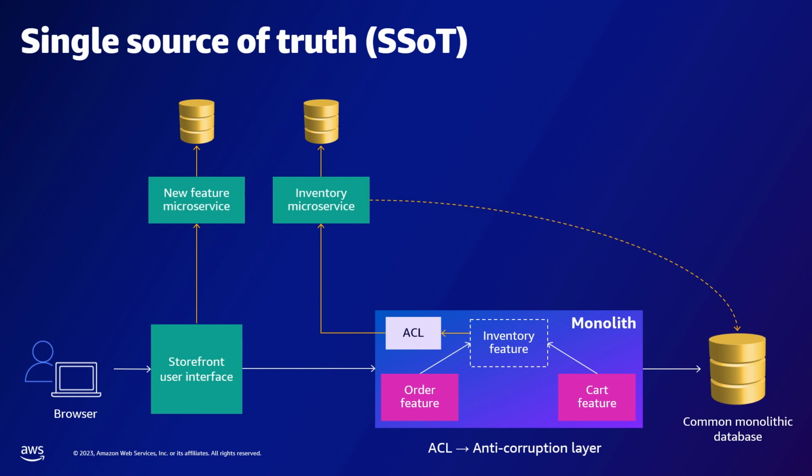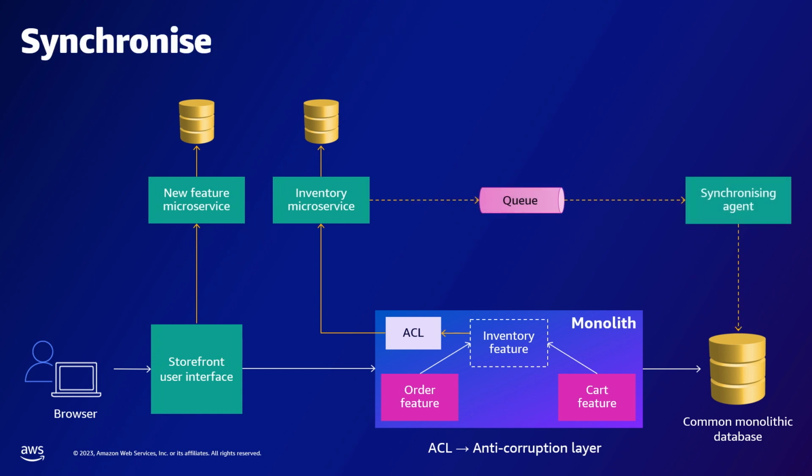If there are any downstream dependencies, the inventory data should be synchronized for the time being. So the storefront team introduced a synchronizing agent in between the inventory service and the monolithic database. The inventory microservice sends an event to the queue whenever the inventory database is updated. The synchronizing agent listens to the queue and continuously updates the monolithic database. The data in the monolithic database will be eventually consistent for the time being, and the storefront team has to set an expectation of the application users on this.